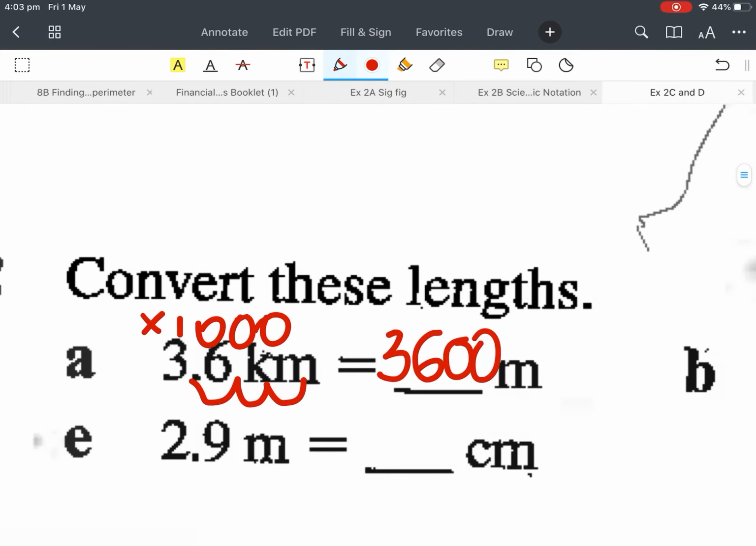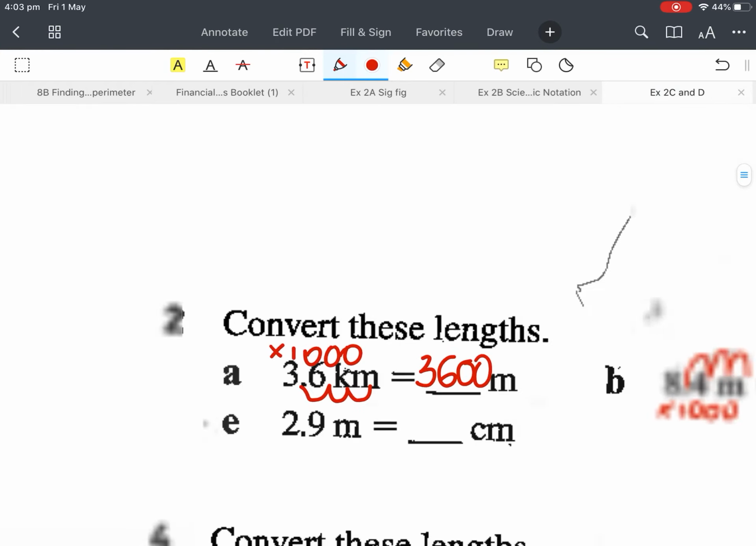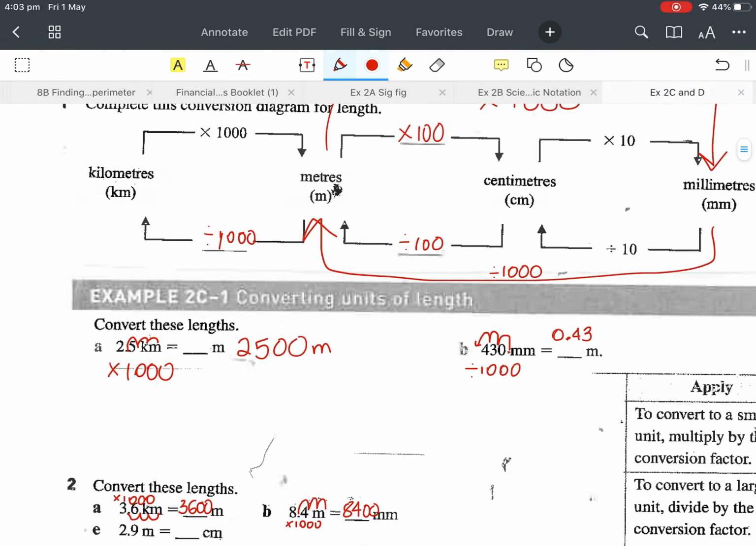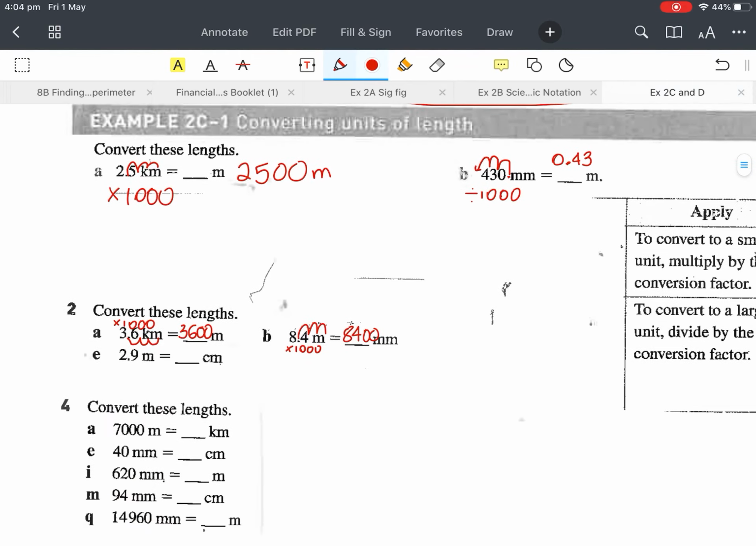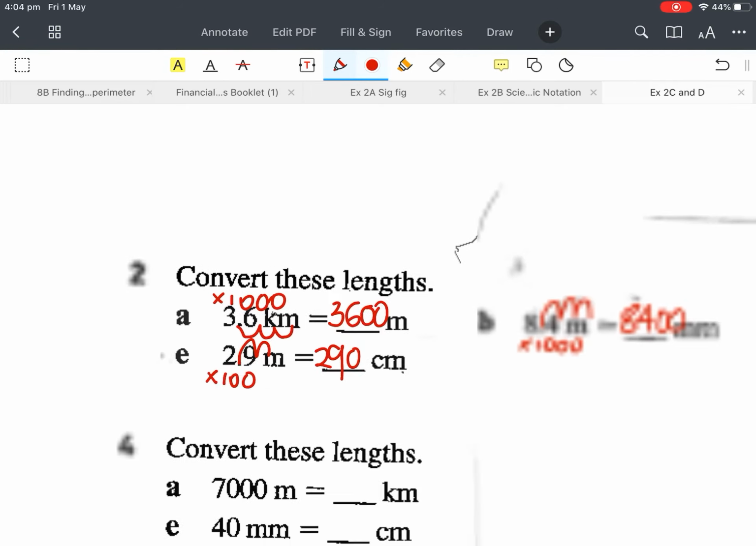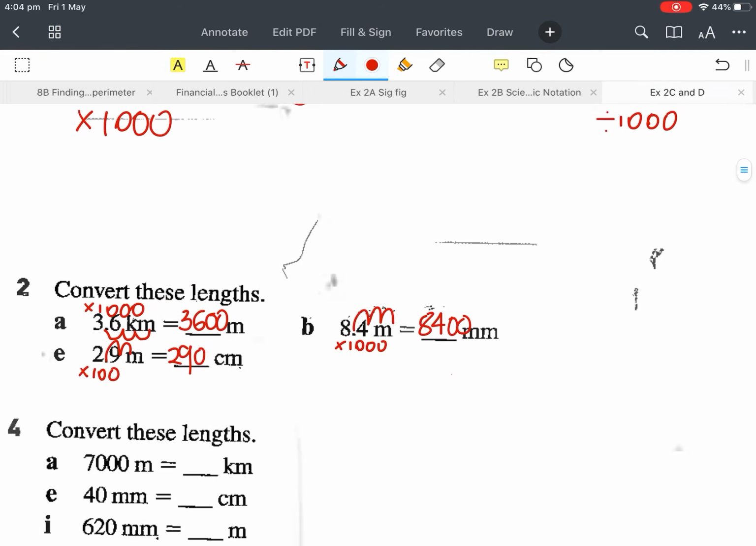Okay, over here, 2.9 metres equals so many centimetres. If you're not sure, check your diagram. I'm a bit tired, so I'm going to check the diagram. Metres to centimetres means I times by 100. Sorry, it's just neater if I make it bigger. So if I times by 100, I jump 2 spaces and I get 290. All right, so there's question 2.